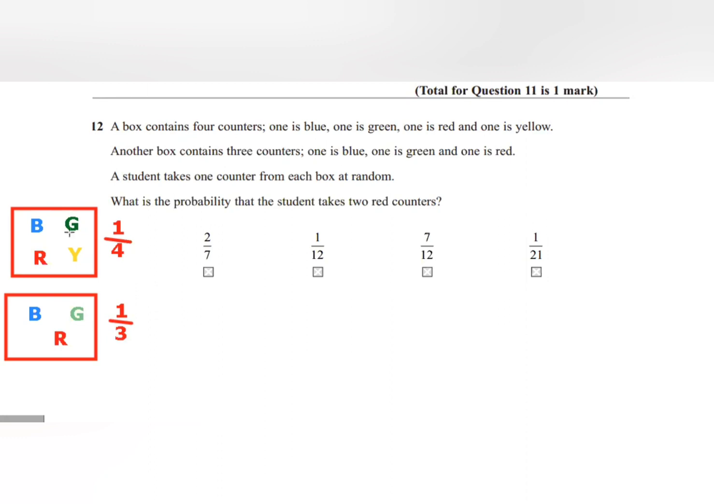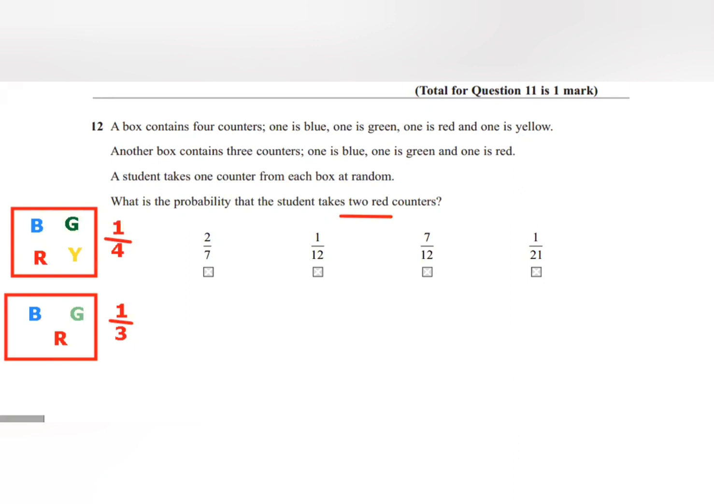So we know the probability of taking a red counter from this box and a red counter from this box. Now, these events are what? They are dependent. Why are they dependent? Because they depend on each other. Because a student taking 2 red counters means the first one must be red. So what do we do to dependent events? We multiply the probabilities of these events together. You can answer this using this method or the tree diagram. I'll show you the tree diagram after finishing this method.